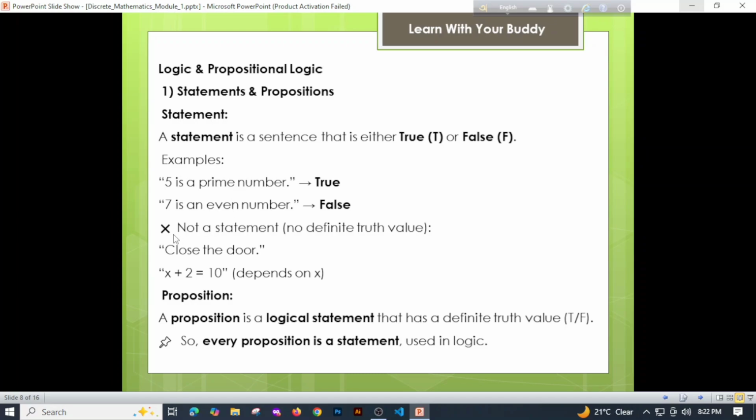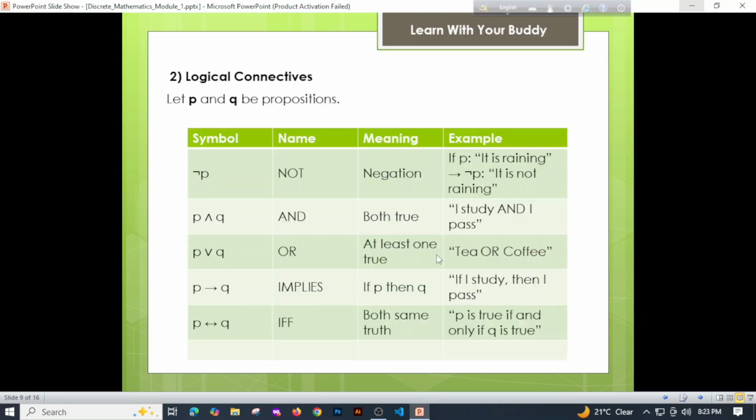And what is not a statement? Close the door. So yeah, it's not a statement. And then we will go for proposition. A proposition is a logical statement that has a definite truth value, and so every proposition is a statement used in logic.